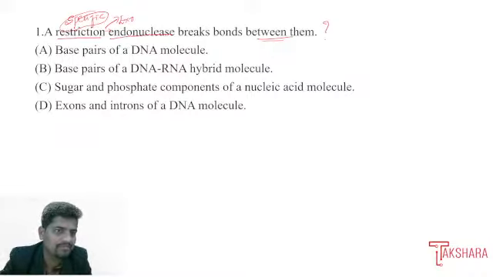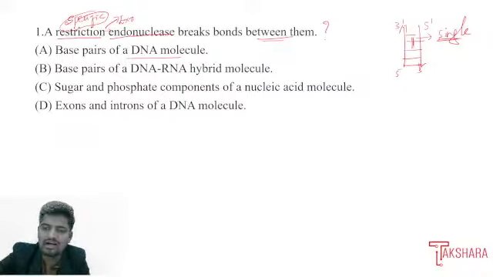Option A, the base pairs of the DNA molecules. Let us consider this is a double stranded DNA, with 5 prime to 3 prime direction, and again a 5 to 3 prime direction. Two DNA strands will be available. If you take the first option, base pairs, they would have to cut between the base pairs of the DNA. If it is cut in between the base pairs, the double stranded DNA would convert into single stranded DNA. So option 1 is totally incorrect.